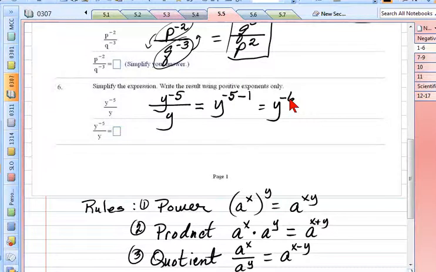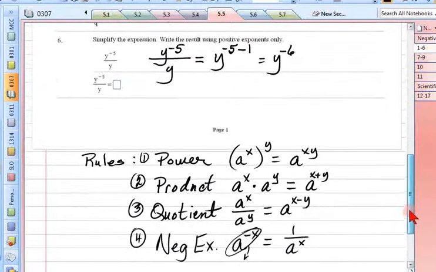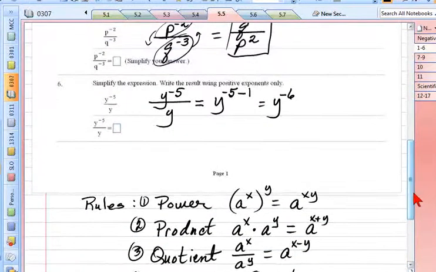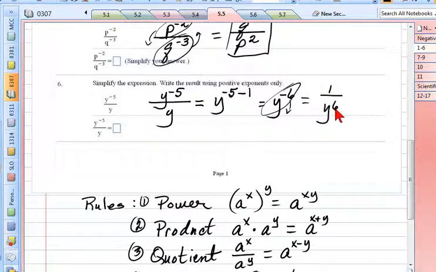Now, if I think about the rules, I did not need to use the power rule. I did not need to use the product rule. I just used the quotient rule. The last rule that I need to worry about is, is there a negative exponent left in the expression? Yes. And it says, move me. Your final answer is 1 over y to the 6th.